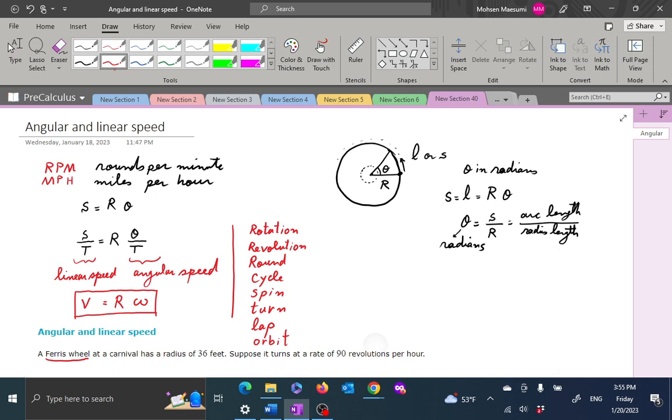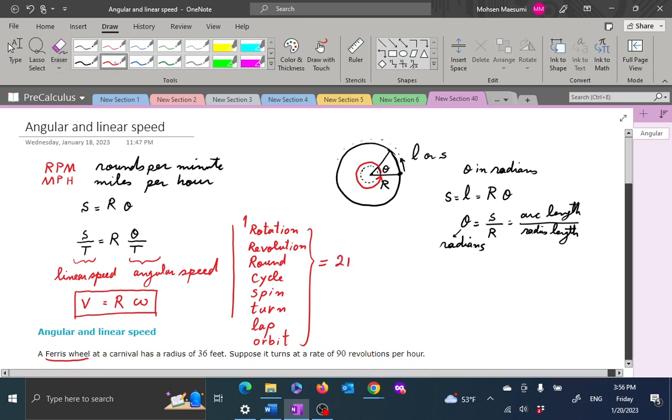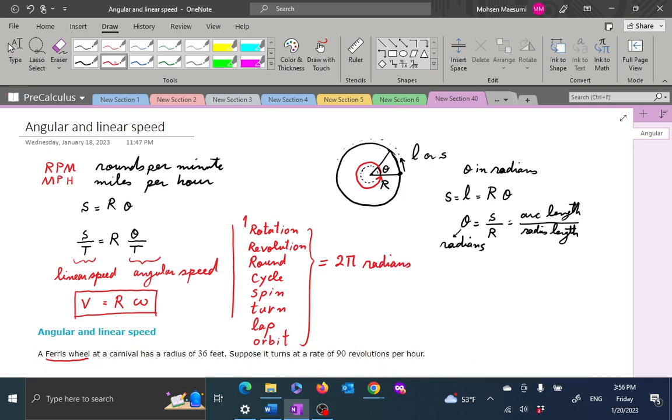If you go around the circle once, how many radians is that? One rotation is equal to how many radians? It's equal to 2 pi radians. So we need to remember that. Let me abbreviate this by saying one revolution is equal to 2 pi radians.